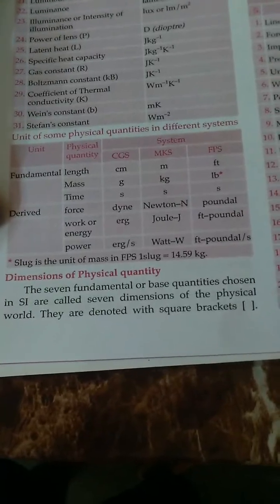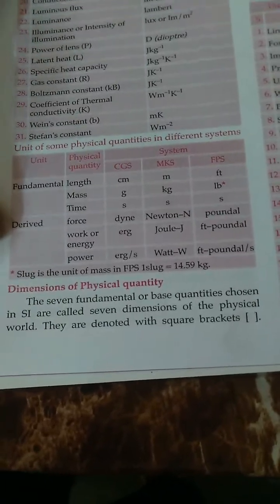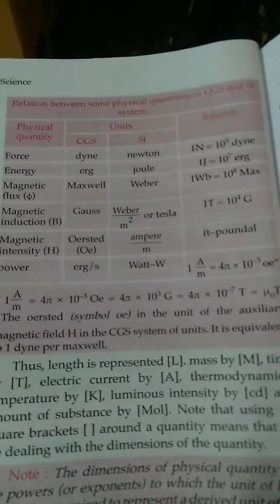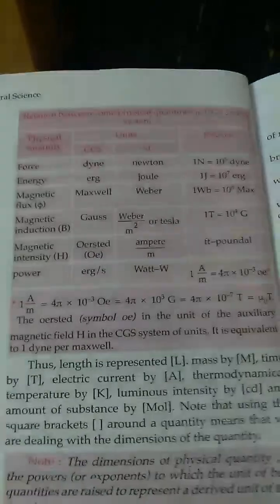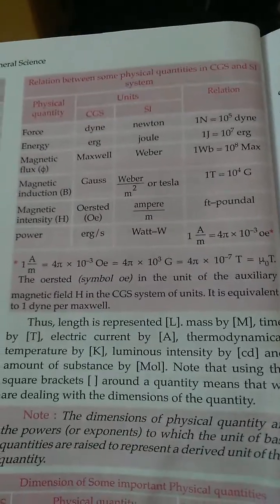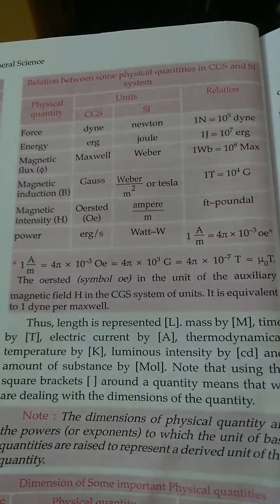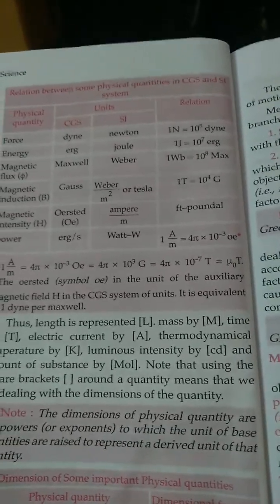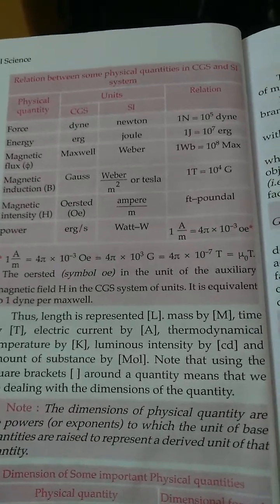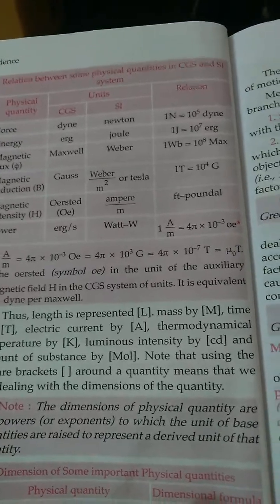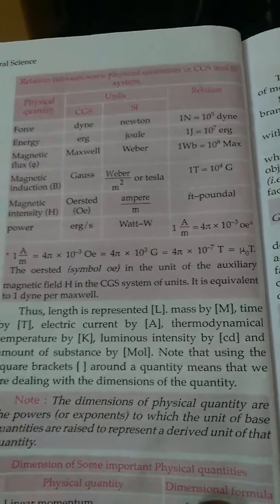are called 7 dimensions of the physical world. They are denoted with square brackets. As we can see here, that relation between some physical quantities in CGS and SI system. Physical quantity force, CGS unit is dyne and SI unit is Newton. 1 Newton equal to 10 to the power 5 dyne. Physical quantity is energy, CGS unit is erg and SI unit is joule. 1 joule equal to 10 to the power 7 erg.